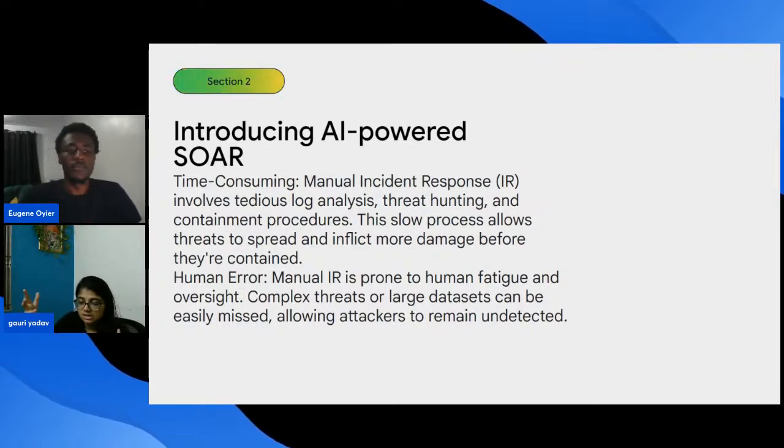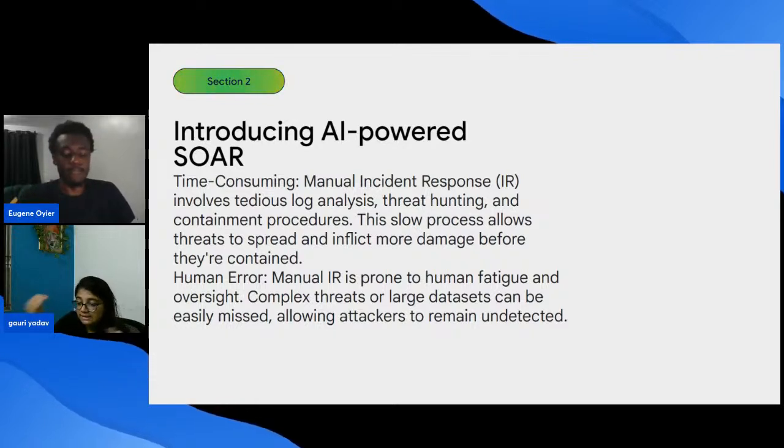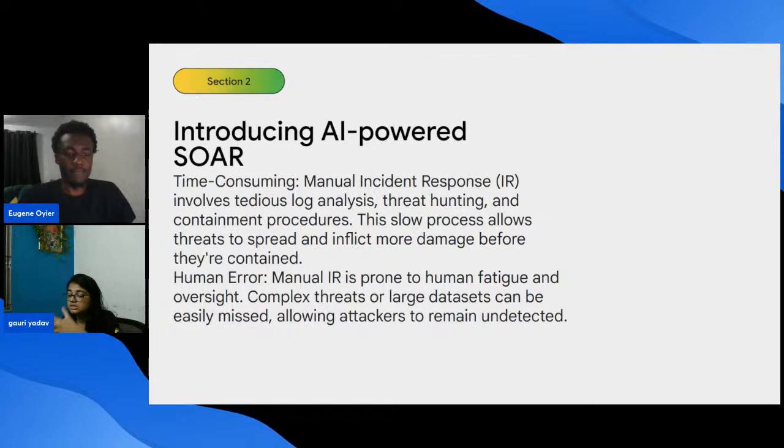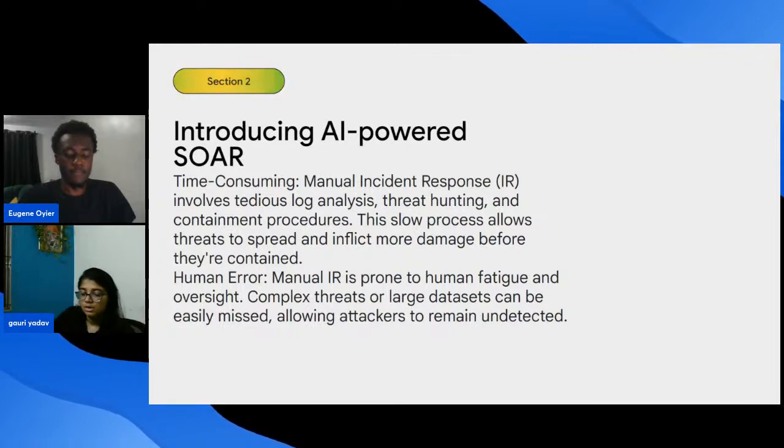Then we have a case study. For example, a telecom company reduced its mean time to respond, that is MTTR. Mean time to respond is the time between getting a threat and performing the steps to stop that threat. The company reduced it by 70% after implementing an AI-powered SOAR solution.